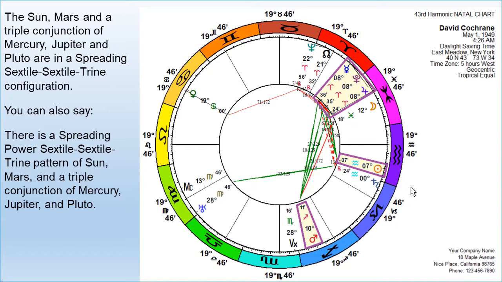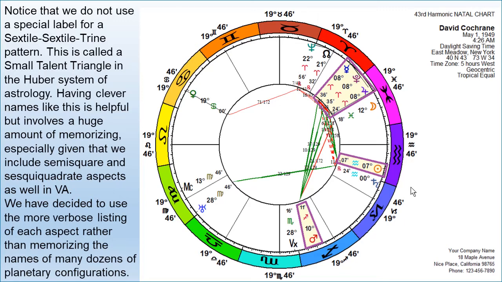So this configuration is both a power configuration, because it's got the conjunction, in fact, the triple conjunction, and it's spreading. One of the aspects is out of orb. So it's a spreading power sextile-sextile-trine. Power and spreading are used all the time for any kind of configuration. Now, notice that we do not have a special label for sextile-sextile-trine. It does have a special label in some other systems of astrology.